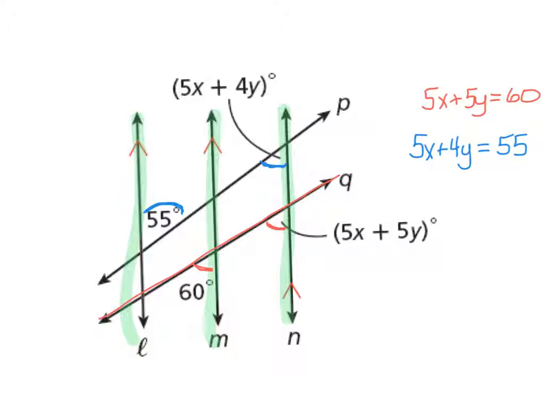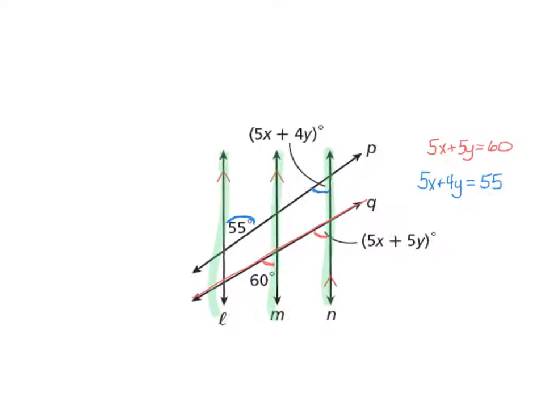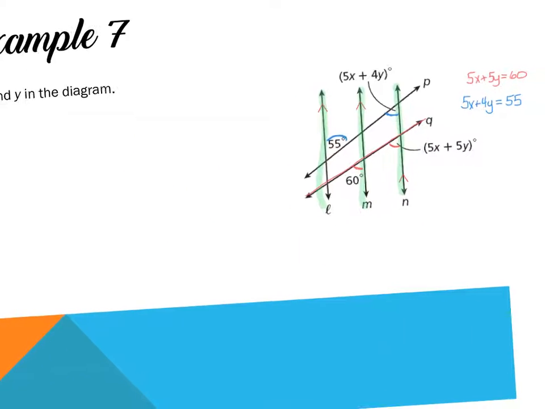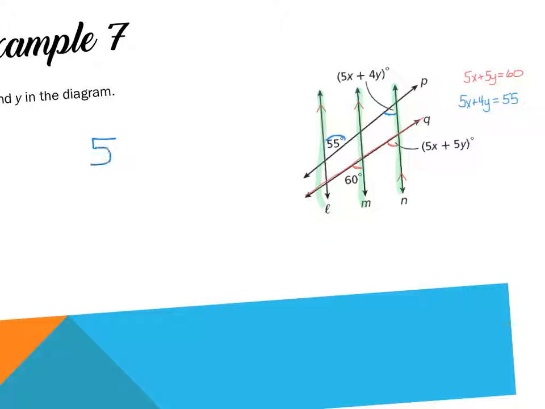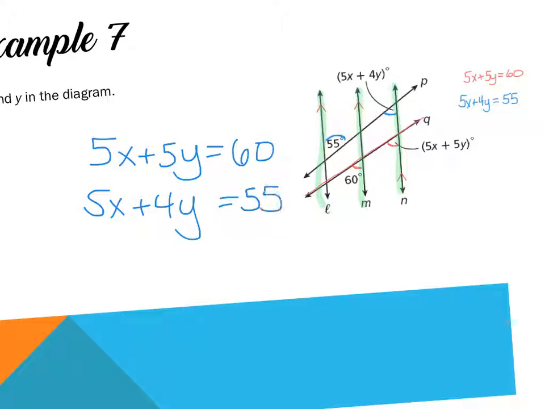Are you with me so far? So I've got two variables with two equations. I can't solve that for an individual equation. So I'm going to line them up so that the variables line up. So 5x plus 5y equals 60, and 5x plus 4y equals 55.